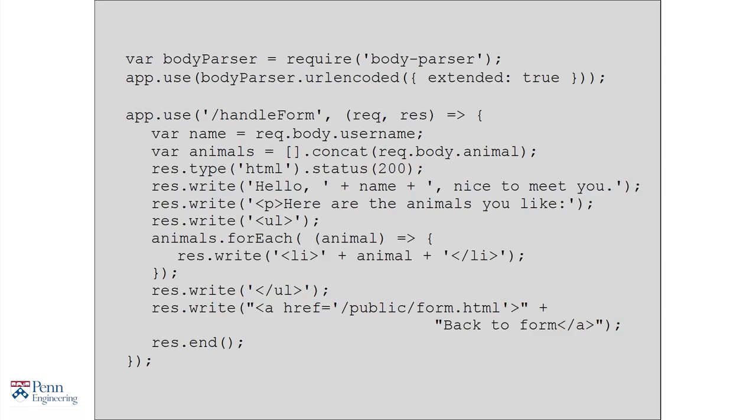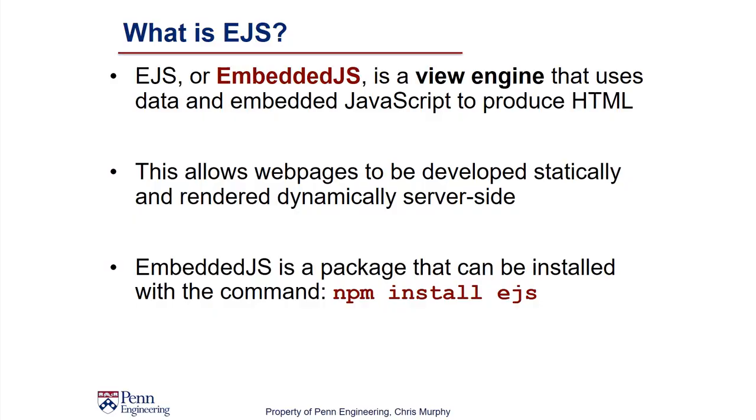So this code works fine, but maybe we want to do something to clean up all of this, where there's this entanglement of JavaScript and HTML. Often we want to separate format from functionality. That is, we want to separate the appearance of what we're producing from the code that produces it. In this case, we want to separate the HTML from the JavaScript.